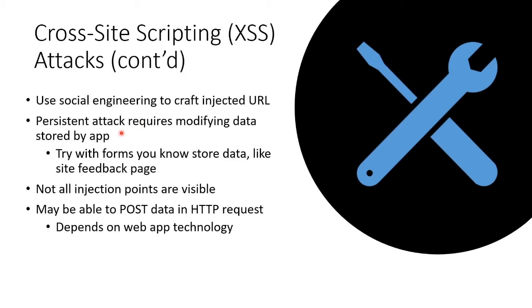If we want this to be persistent, we modify the data that is stored by the app. So we can try different forms, like the site feedback page. And like I've said before, not every point of injection is visible. So we might be able to put it in the post data in an HTTP request. It depends upon the web app.